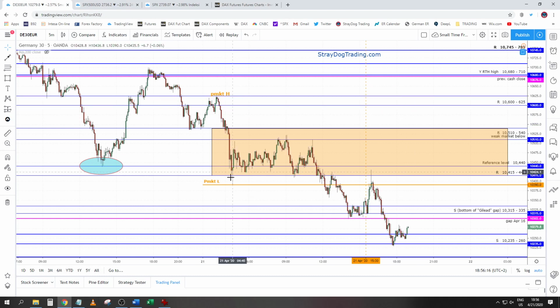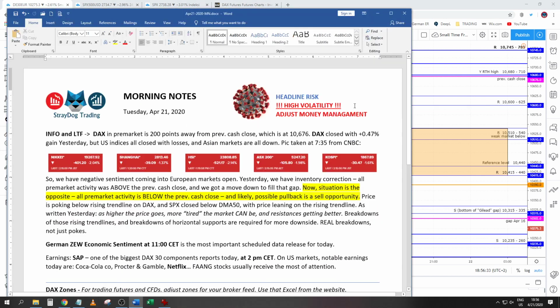So pre-market high, pre-market low, and already we got this down move, and this down move was like 200 points, and now where will the market open and what can we expect out of this market, and all of that was in the morning notes.